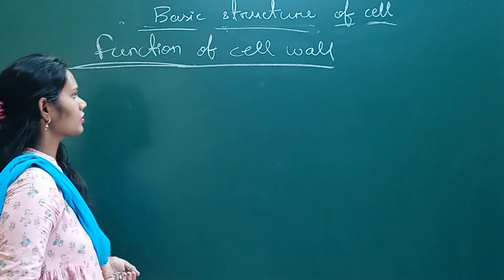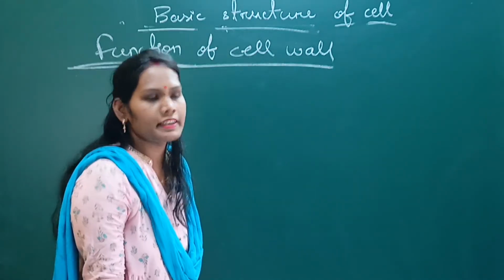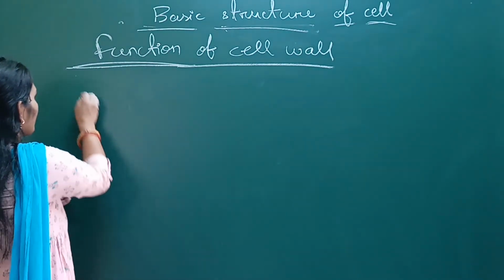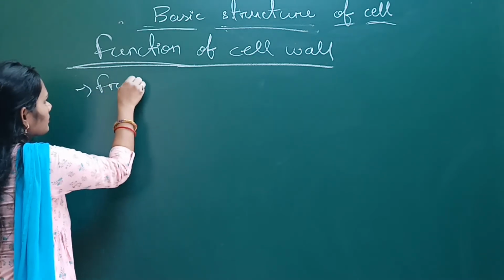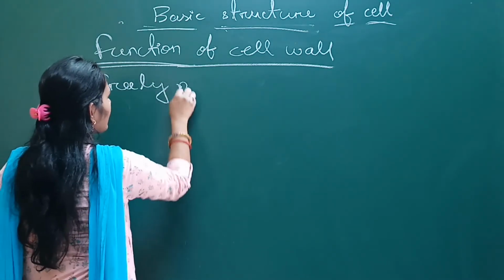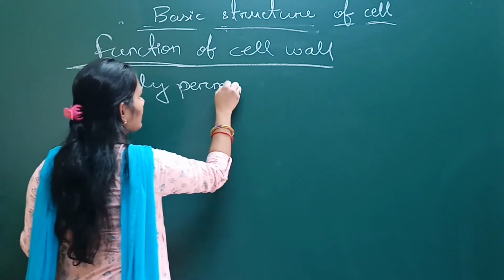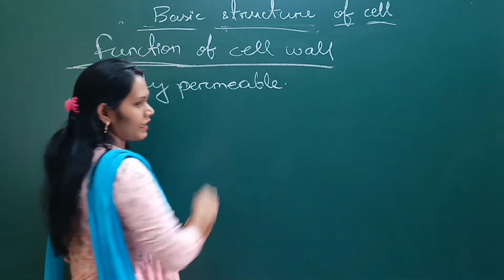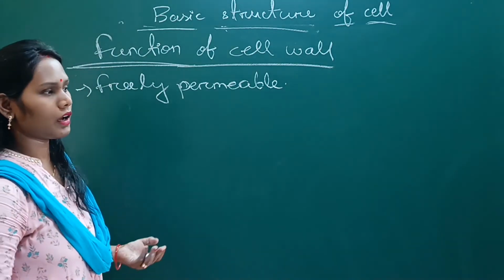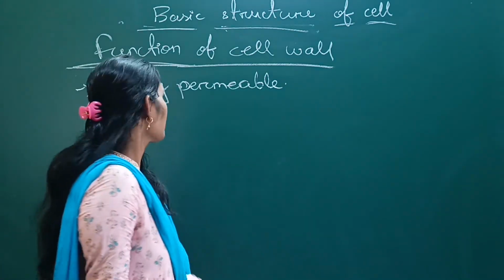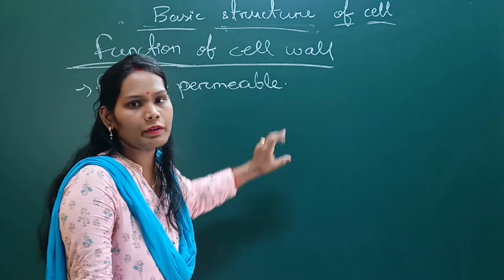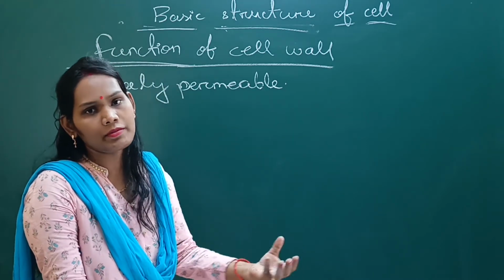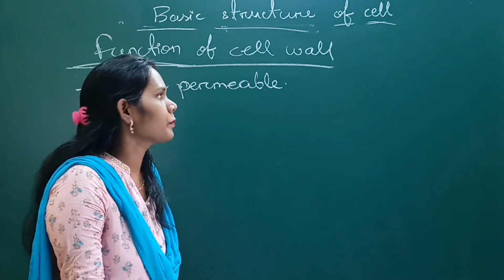Okay, so let's know about the function of a cell wall. First of all, it is freely permeable, but the cell membrane is selectively permeable. Cell membrane allows some specific substances, but the cell wall is freely permeable. It allows all types of substances to pass through it.